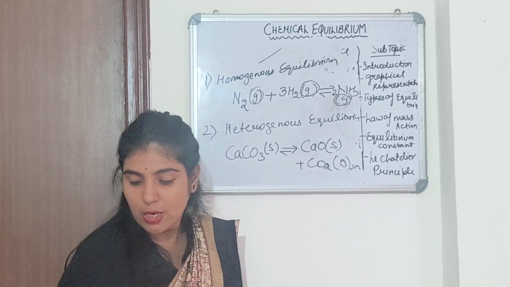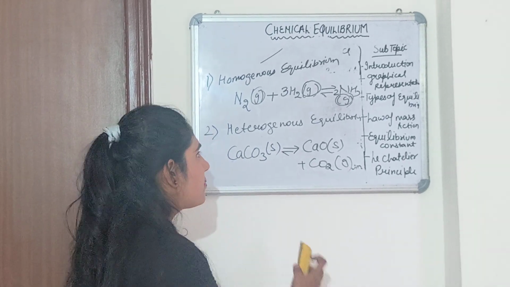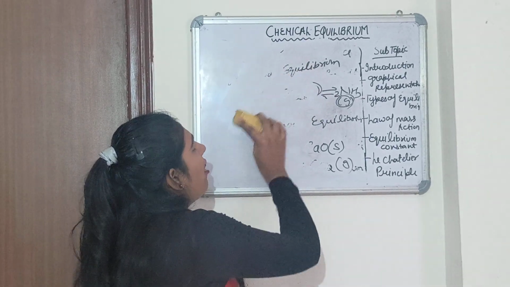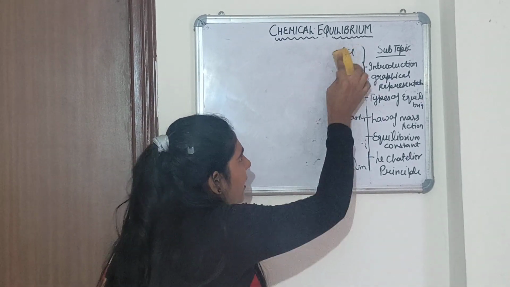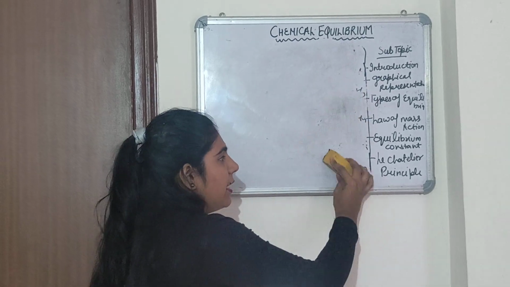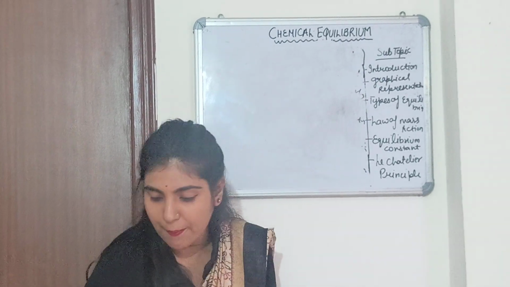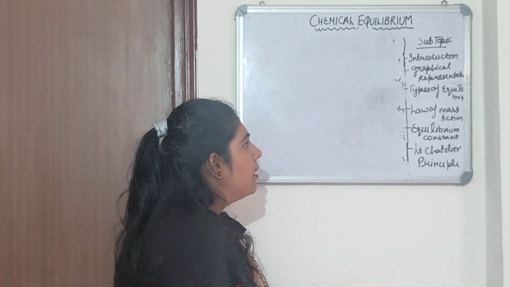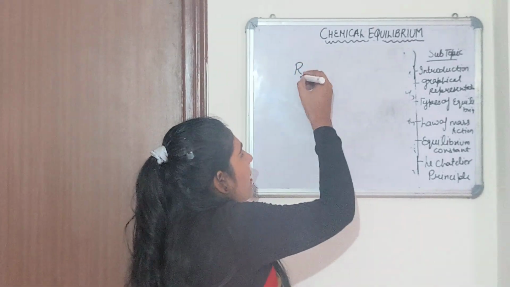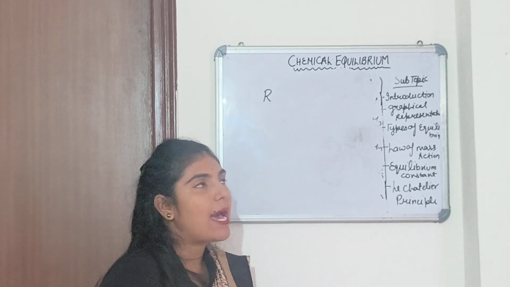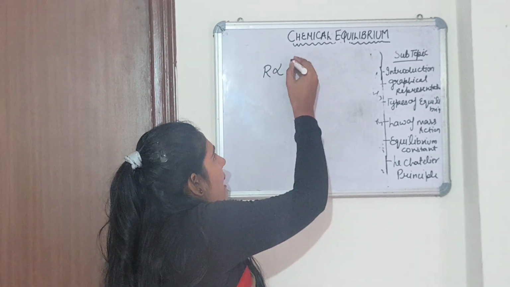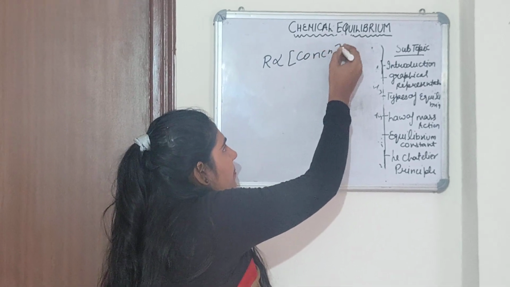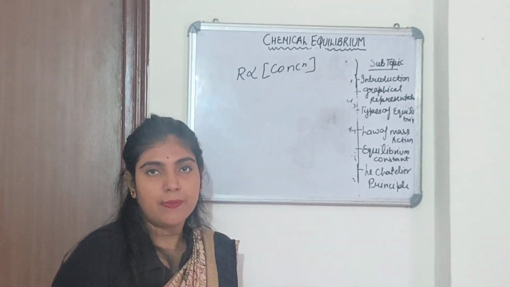Now let's come to the law of mass action. So what is the law of mass action? The law of mass action depends on the active mass. And what is active mass? Active mass is the number of moles of the reactants or the products. The law of mass action says that the rate is directly proportional to the concentration of the reactant.